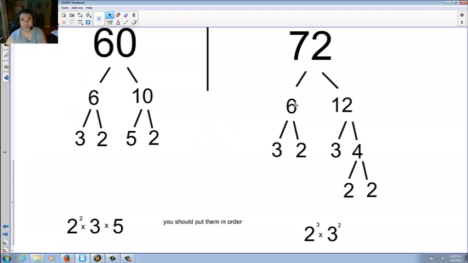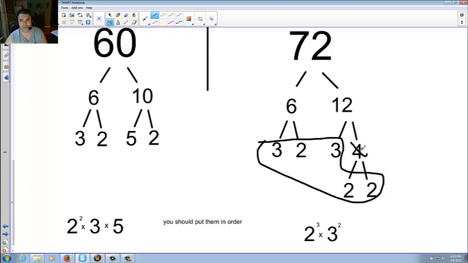And 72, you get 6 and 12. 6 breaks into 3 and 2. 12 makes 3 and 4. 4 busts into 2 and 2. So you have 2 times 2 times 2, which is 2 to the third power, and a 3 times 3. Notice how I don't include a 4 here because the 4 got busted into a couple 2's. Remember, I'm taking these smallest ones, which are right here. I'm not worried about this because it was already used. It already got broken down. Moving on.